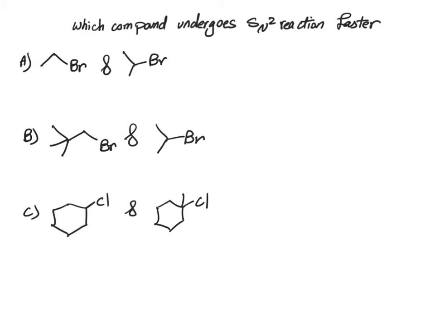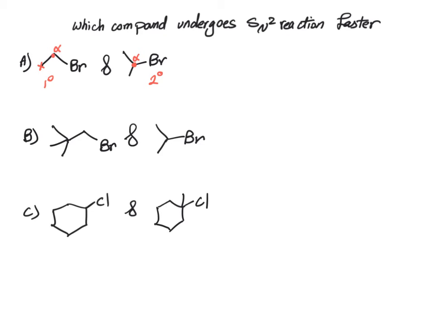In the first one, we have a primary alkyl halide, a primary substrate, because the alpha carbon, which is the carbon bonded to the leaving group, is bonded to only one other carbon and two hydrogens. So this is a primary substrate. The second compound is a secondary substrate.